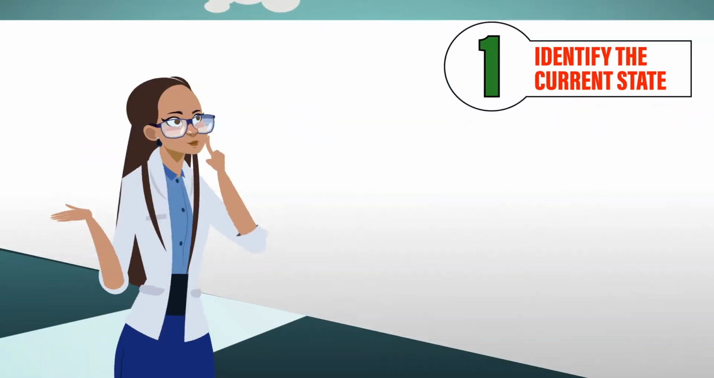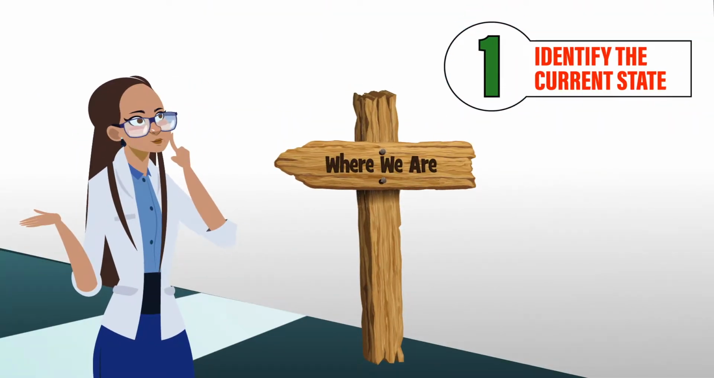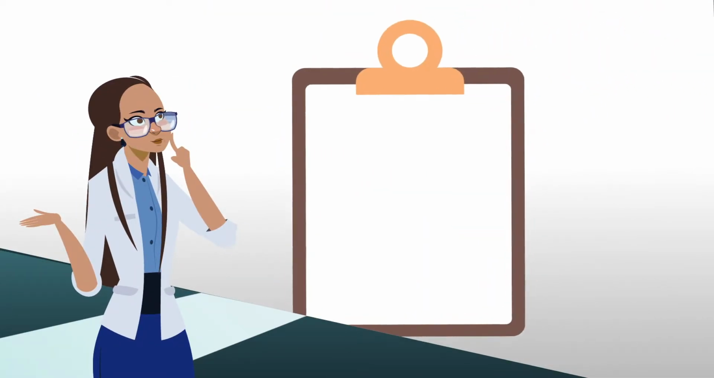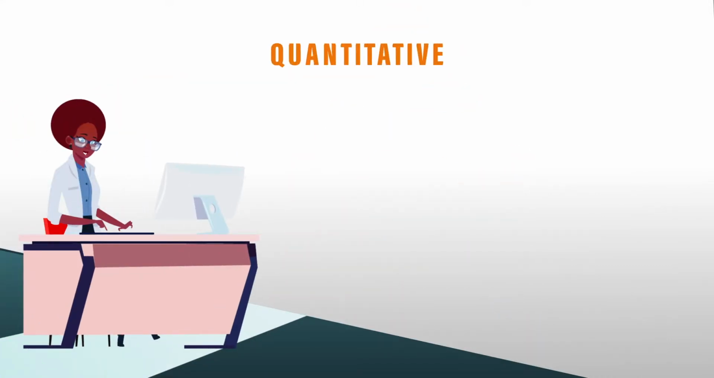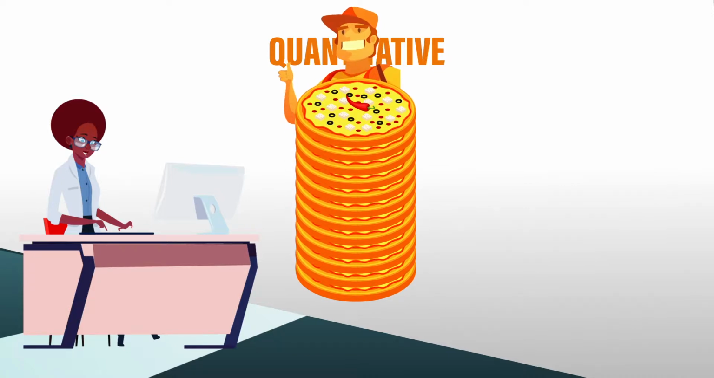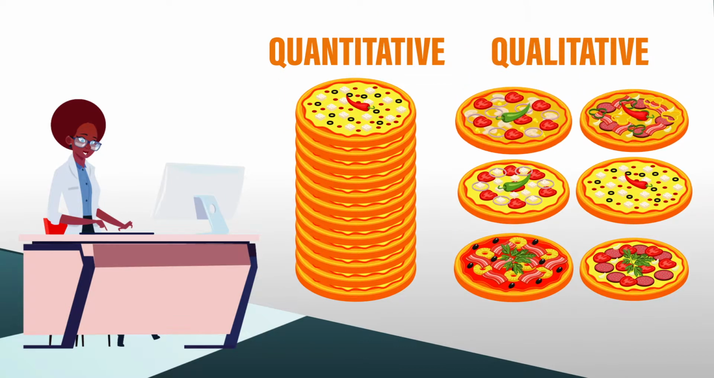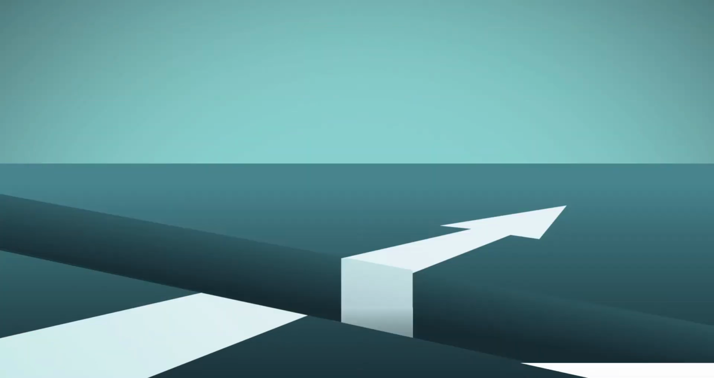The first step is to identify the current state. To identify the current state, create a list of the processes and characteristics by using facts and not generalizations that the company is hoping to improve. The focus of the analysis can either be quantitative, such as looking at the number of pizzas delivered to customers per day, or qualitative, such as examining the types of pizzas being offered.